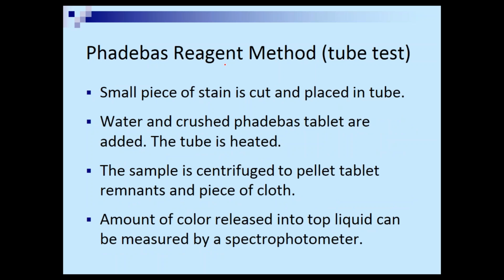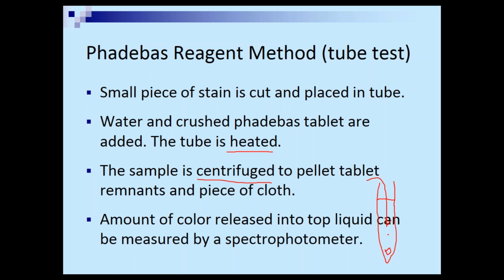So this method is you take a small cutting of stain and you put it in a test tube. Here's our little piece of fabric that we want to know if it contains saliva. You fill it up with a bunch of water, and then you put a crushed Fadibus tablet in here. So it's sort of floating around. The little starch balls with the blue dye are floating around, and it looks like a real chalky blue color. Then you heat it up a little bit. You give it some time for the saliva to break down that starch, and then you centrifuge it.